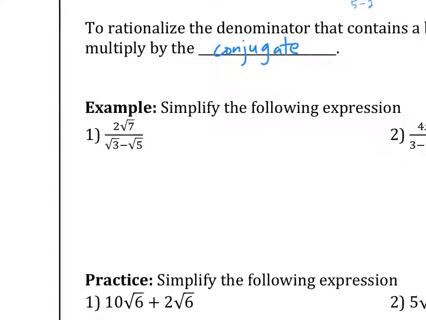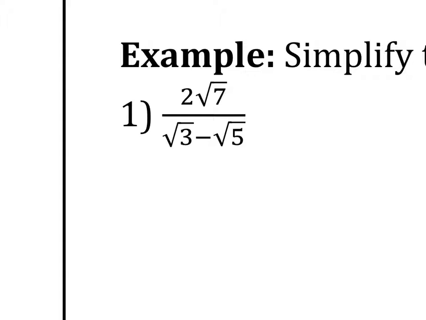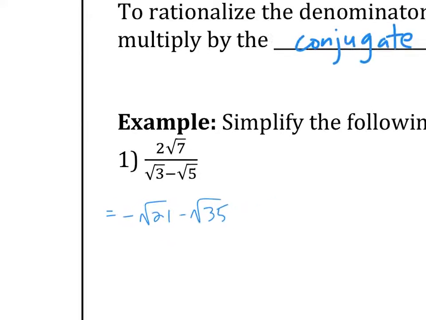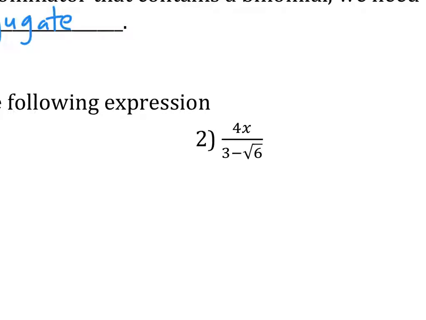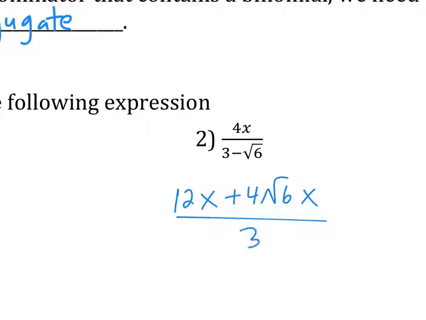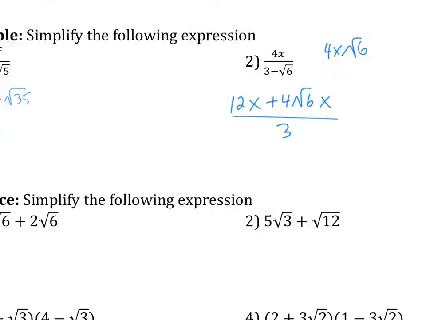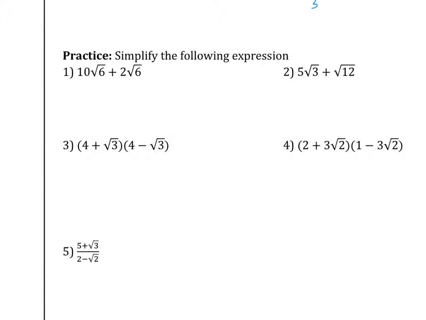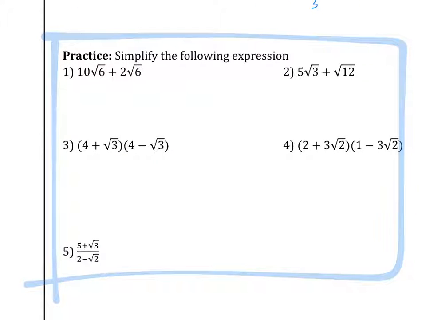Okay, let's have you try number 1. Let me know when you're done. Number 1, the answer is minus square root 21 minus square root 35. Good? Okay, number 2, if you tried it, is 12x plus 4 root 6x over 3. We usually don't write 4x root 6. We always put all the numbers together and then the variables behind it. All right, so here is what we're going to do. I'm going to have you practice 1, 2, 3, 4, 5. Let me know when you're done with all 5.